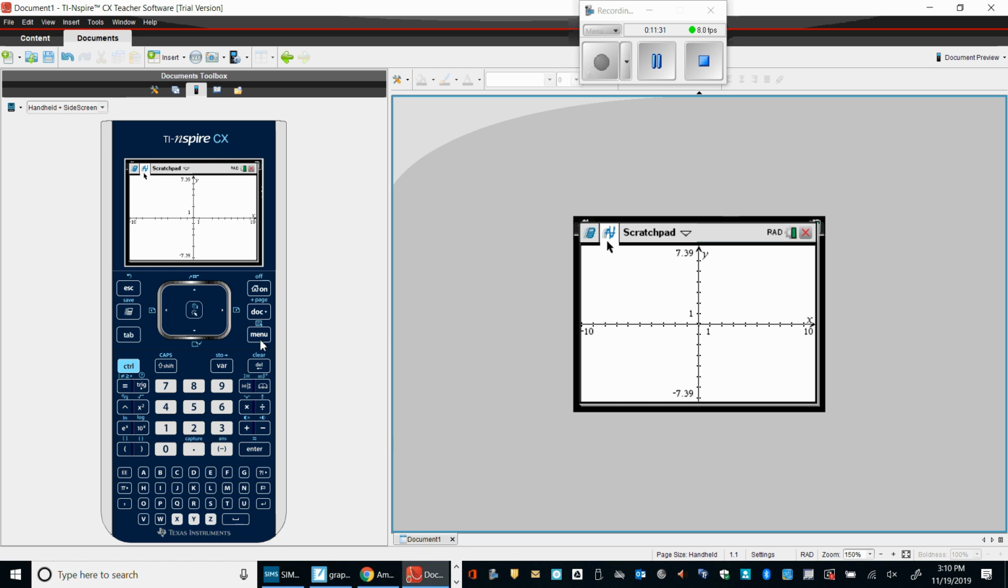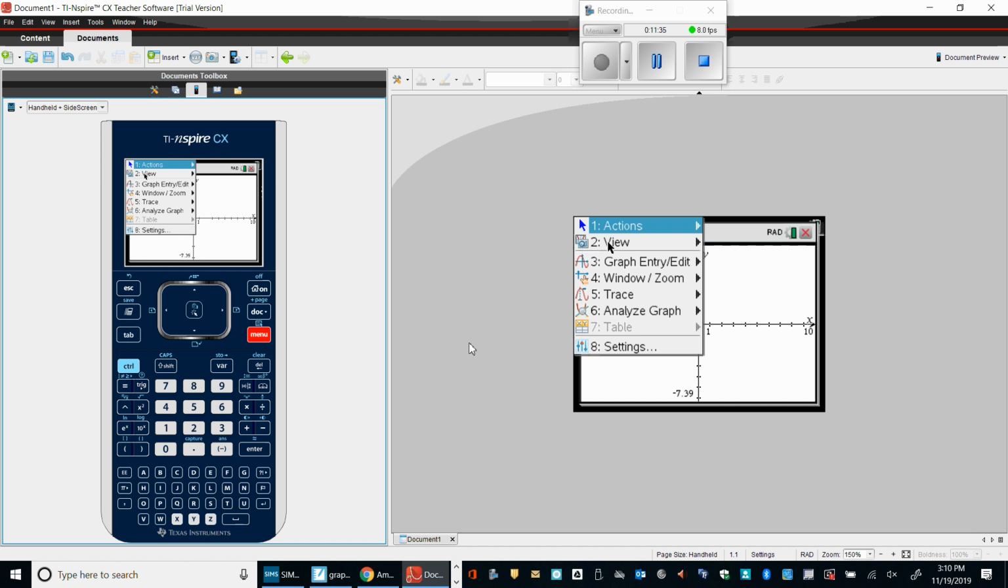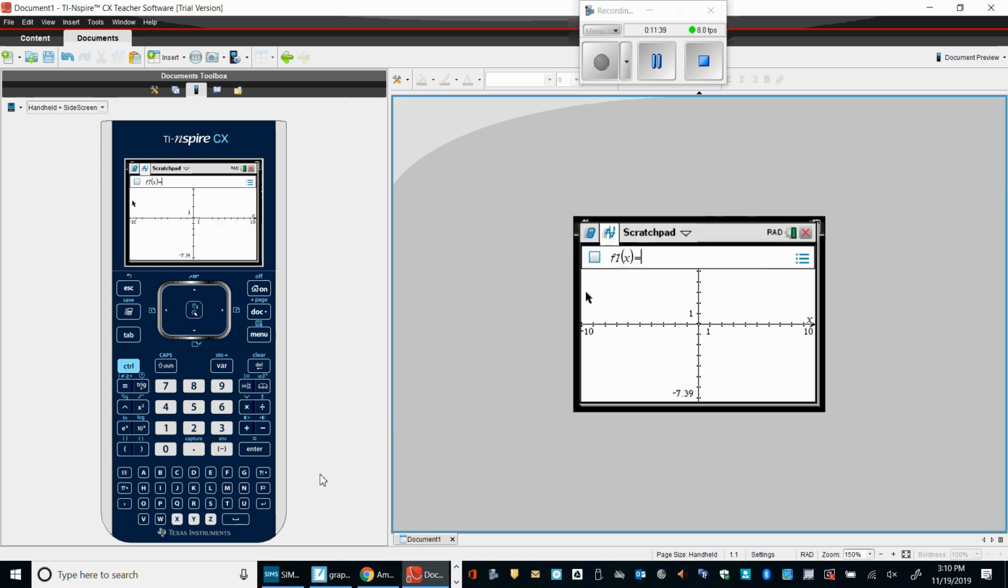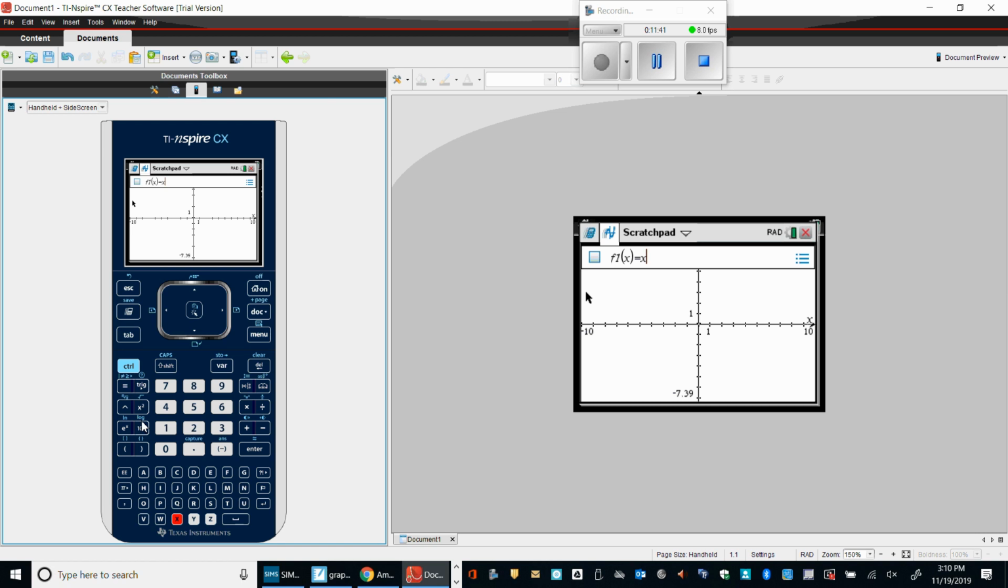Right, so if I want to enter the x cubed one again, I'm entering the function, so we've got x to the power 3. Now, we need to move across, otherwise it's going to not enter it correctly, plus 3x.